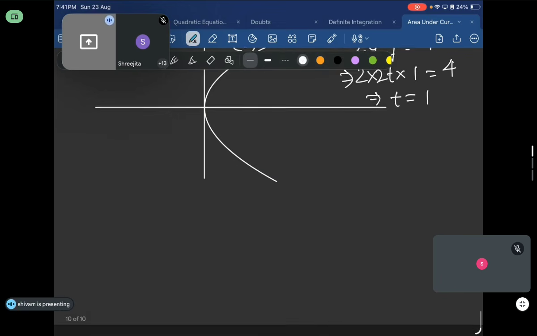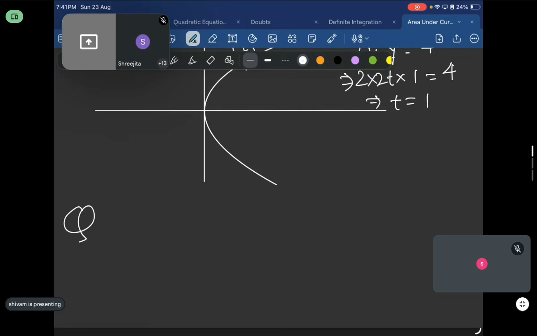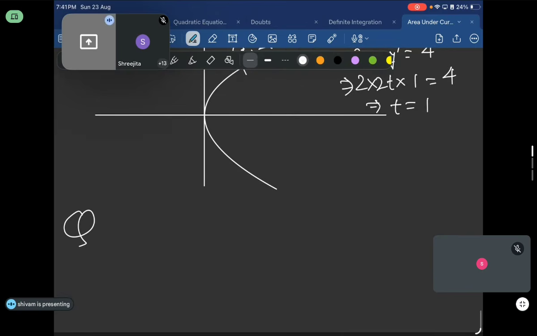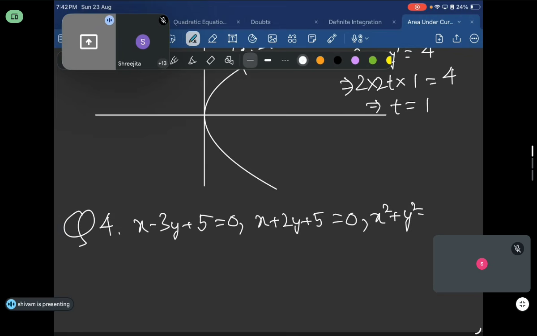Let us do another one, everyone. What is the question number? 4, I guess. Then 2 extra questions. x minus 3y plus 5 equal to 0, x plus 2y plus 5 equal to 0, x square plus y square equal to 25. Find out the area enclosed. Quickly solve.